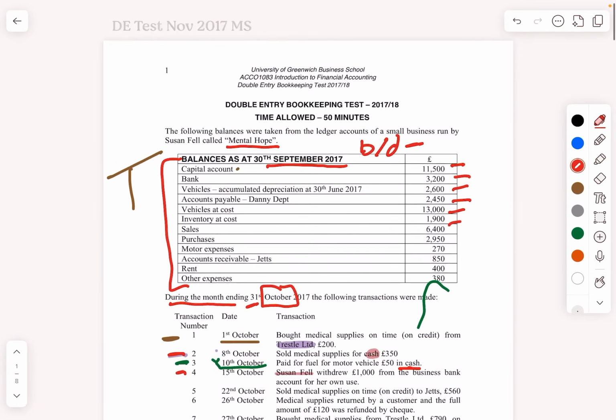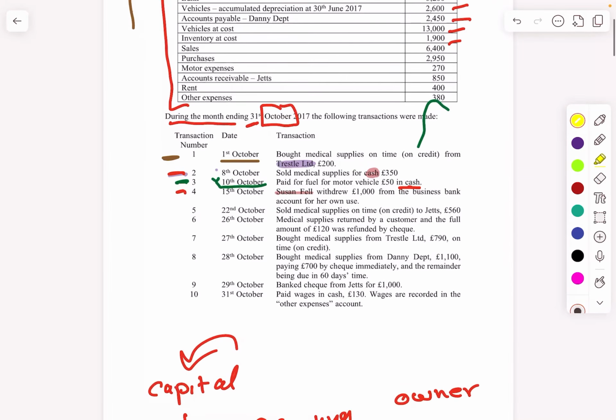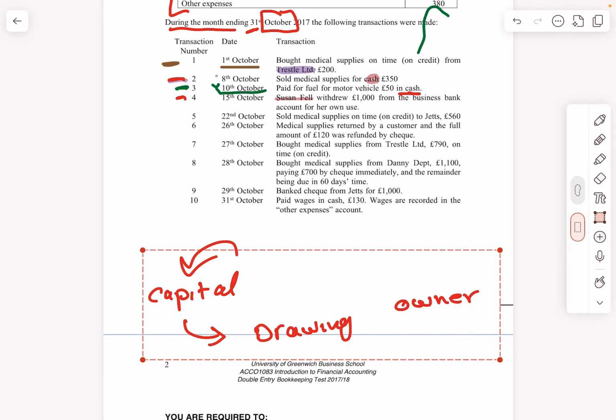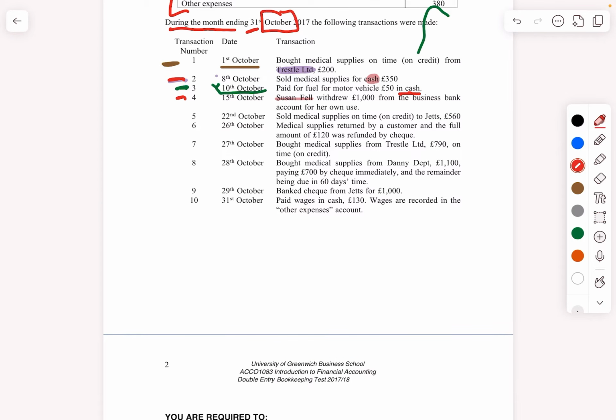So if you go up, a lot of people are going to ask, how do we know? It's here. Susan Phil Cold is a small book run by Susan. Okay, let's go down. I hope that's clear, guys, so we don't make mistakes. Susan Phil withdrew 1,000 from the business bank account for her own use. That means we have drawing, 1,000 and from the bank.